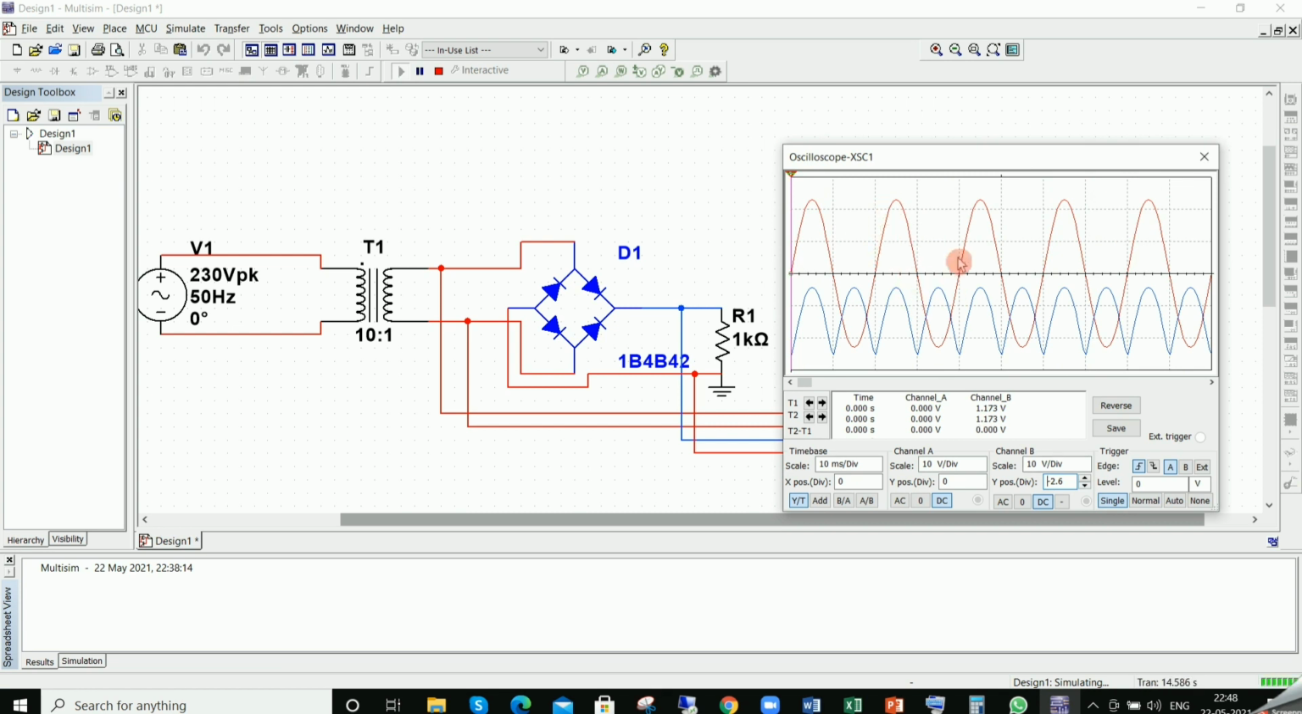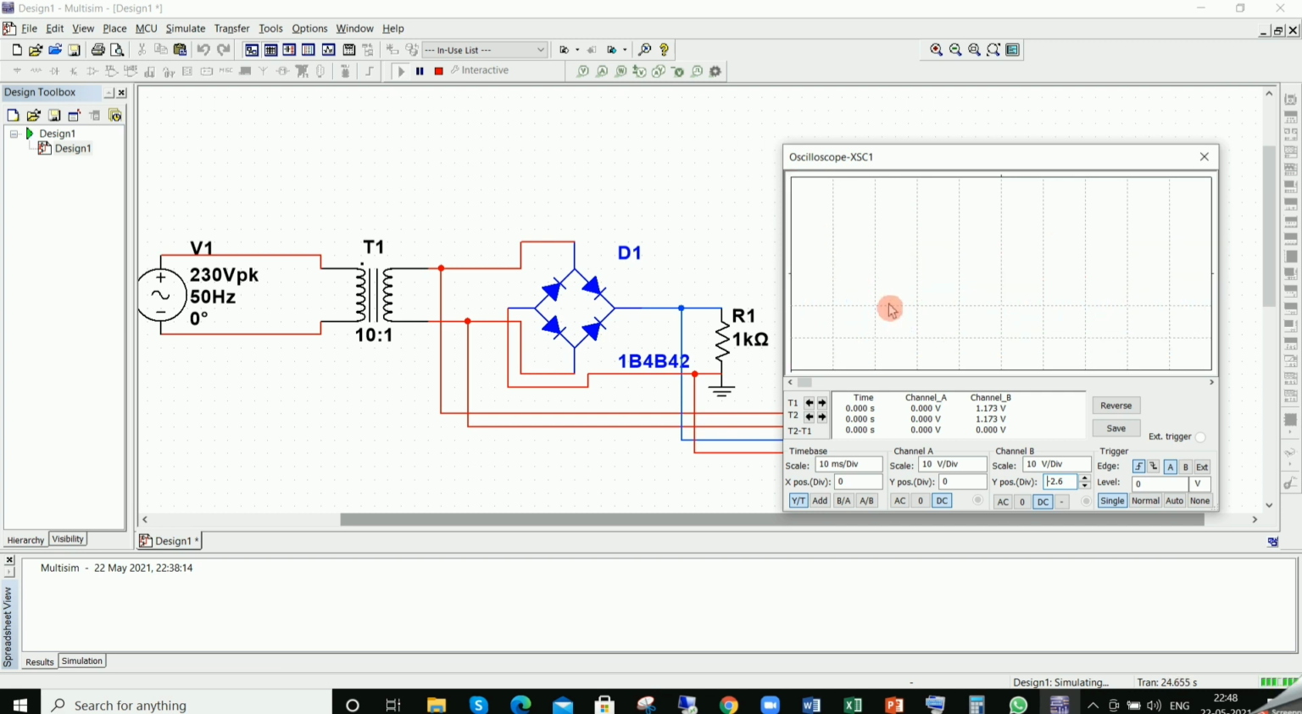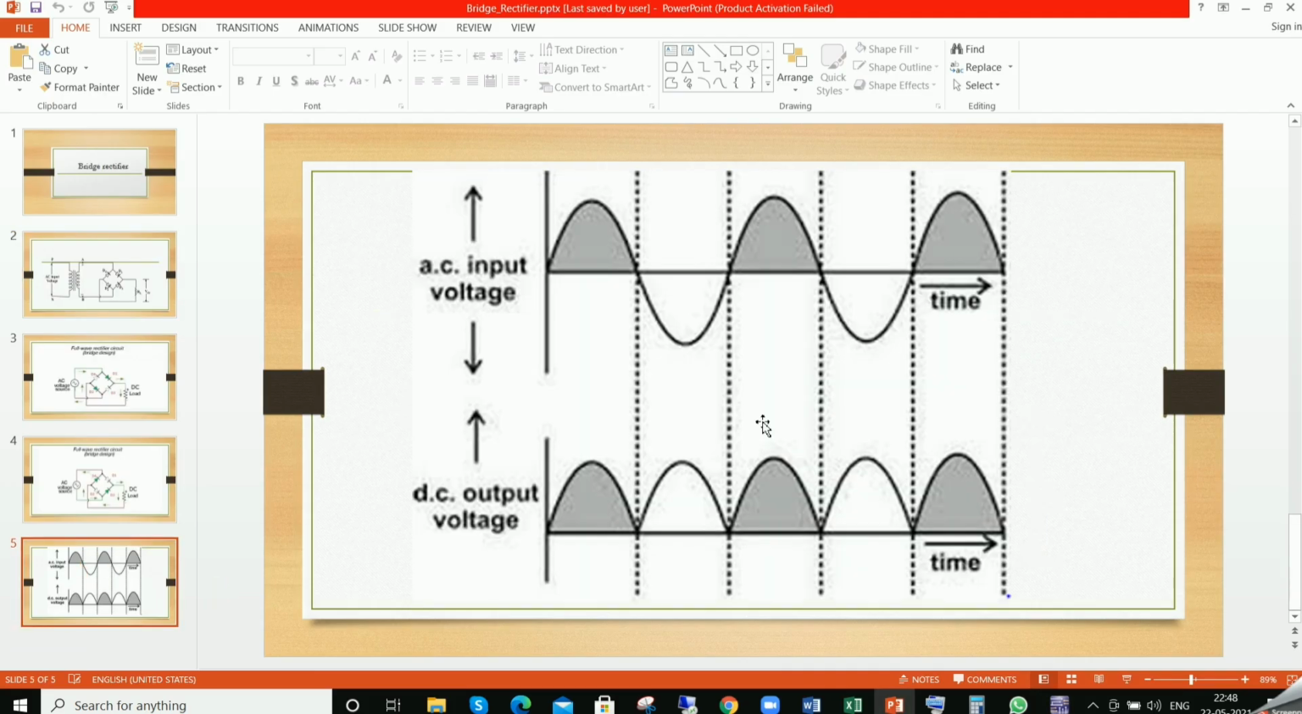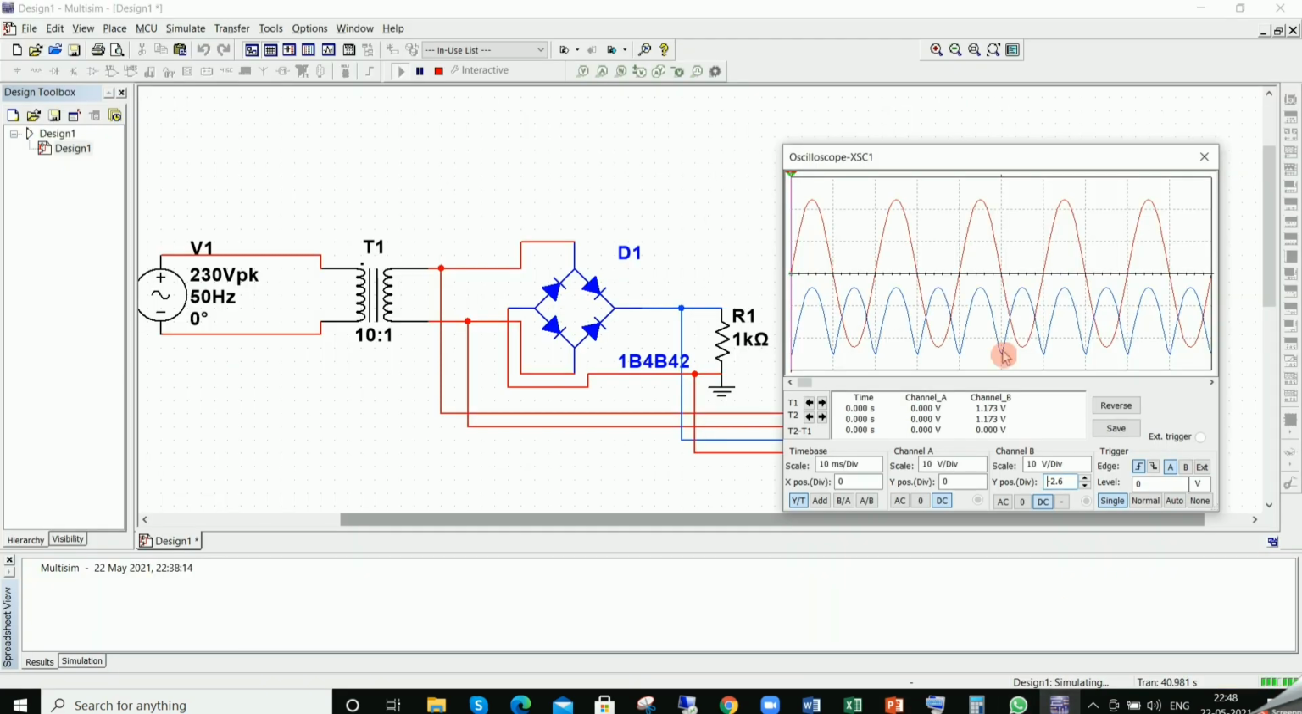this red one is the AC input voltage waveform, and the blue one is the pulsating DC across the load resistance. Means during the positive half cycle D1 D2 is on, during the negative half cycle D3 D4 becomes on. We get this type of waveform across the load resistance. See.